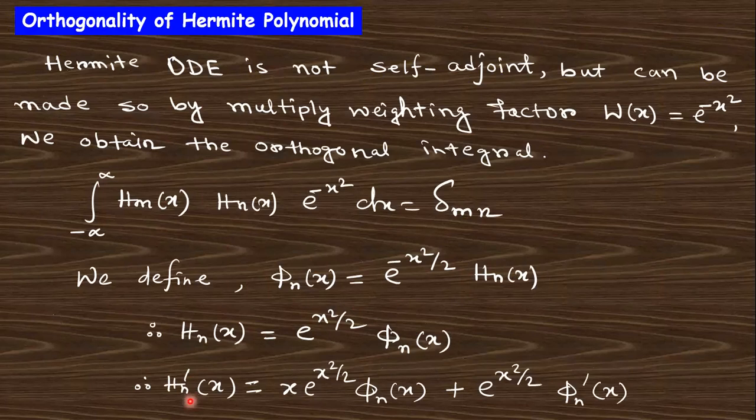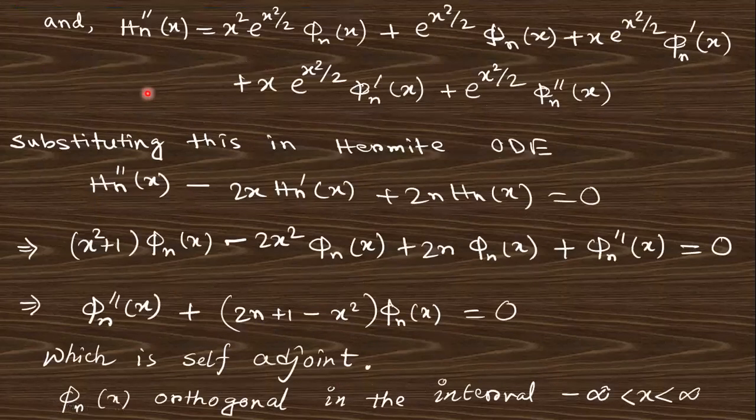Now, if you take the derivative with respect to x, this will be 2x by 2, that is x, e to the power x square by 2 phi n, and the next term, this will be constant and this is the derivative. Okay. Now, if we again take the derivative with respect to x, you will get this expression, and substituting this in the Hermite ordinary differential equation. This is the Hermite ordinary differential equation.